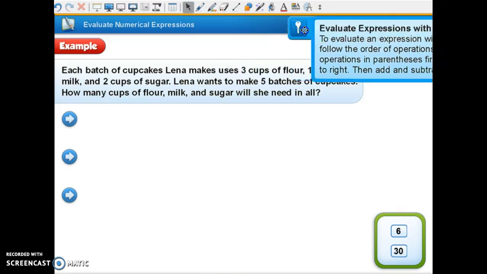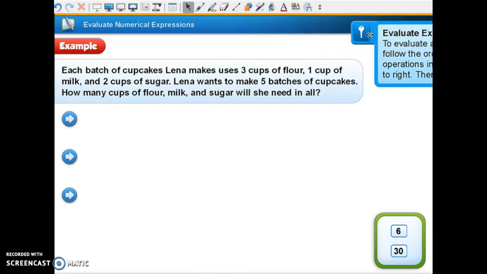Okay, so let's read about this problem. Each batch of cupcakes Lena makes uses 3 cups of flour, 1 cup of milk, and 2 cups of sugar. Lena wants to make 5 batches of cupcakes. How many cups of flour, milk, and sugar will she need in all? Okay, so let's look at what they're asking us. Write the expression. So she needs 3 cups of flour, 1 cup of milk, and 2 cups of sugar. And since it's in all, they want to add those ingredients. Then she's going to make 5 batches.